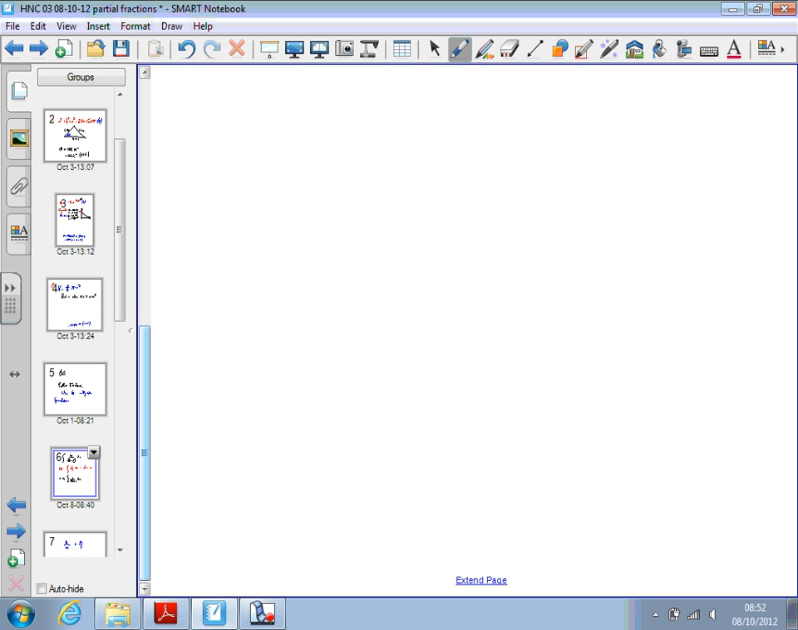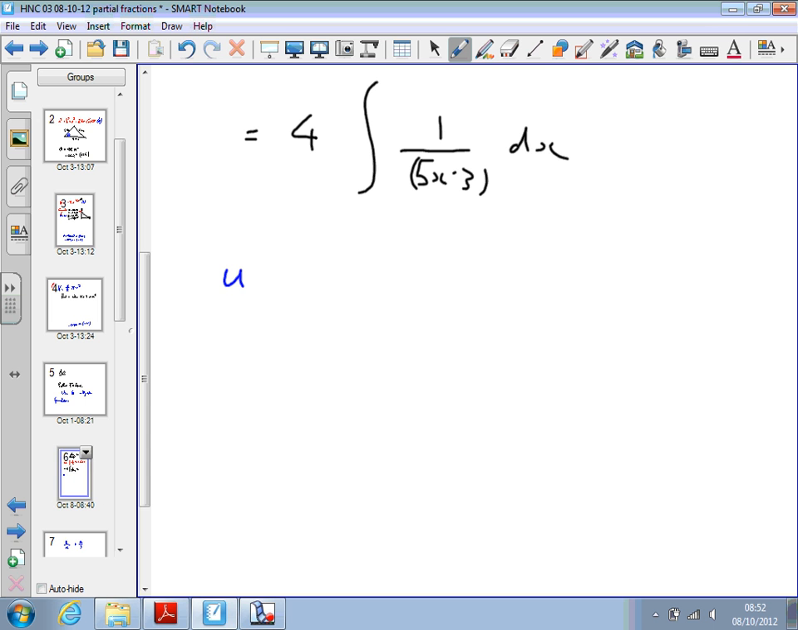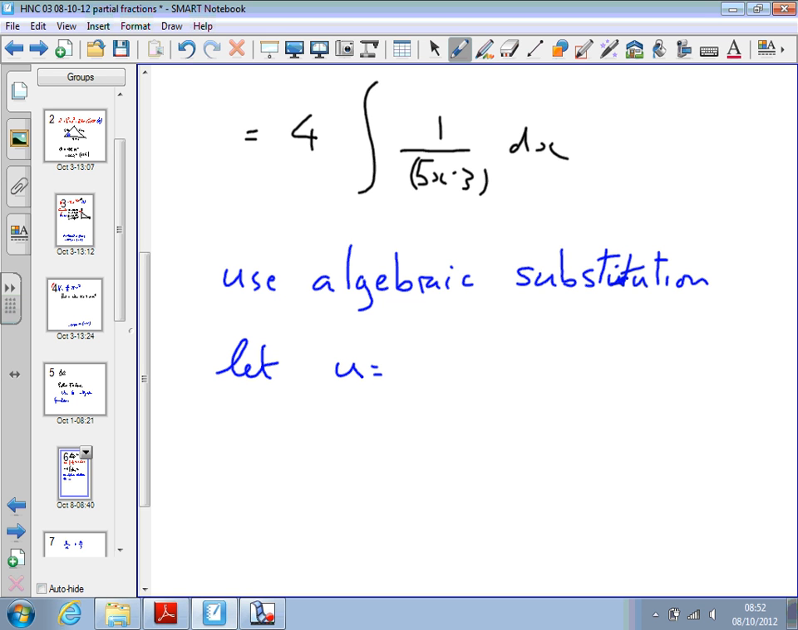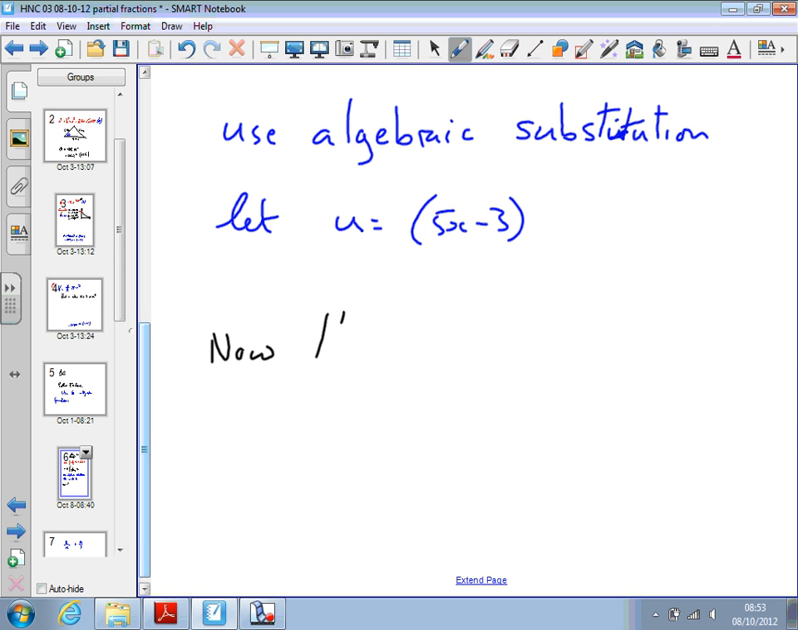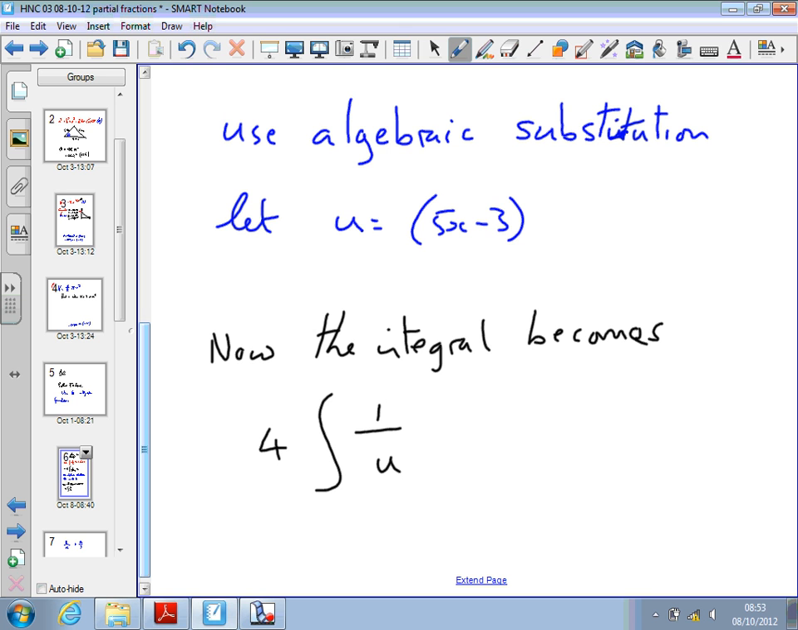What we do now is we make a substitution, so we use algebraic substitution, which is something we looked at last year. We let u equal the bit at the bottom, the denominator, 5x minus 3. So now the integral becomes 4 times the integral of 1 over u. So now it looks even more like the standard integral. It's just got 1 over u because we've let u equal the 5x minus 3 bit.